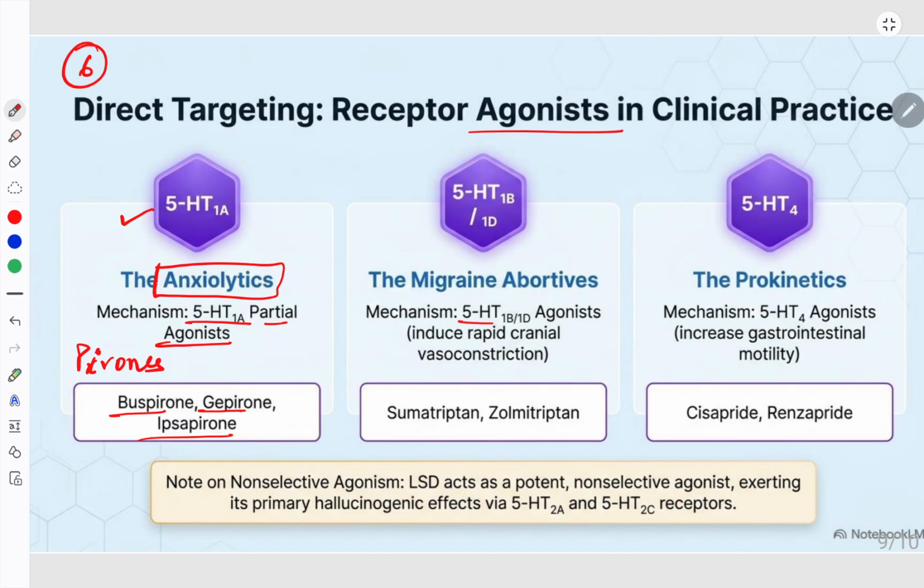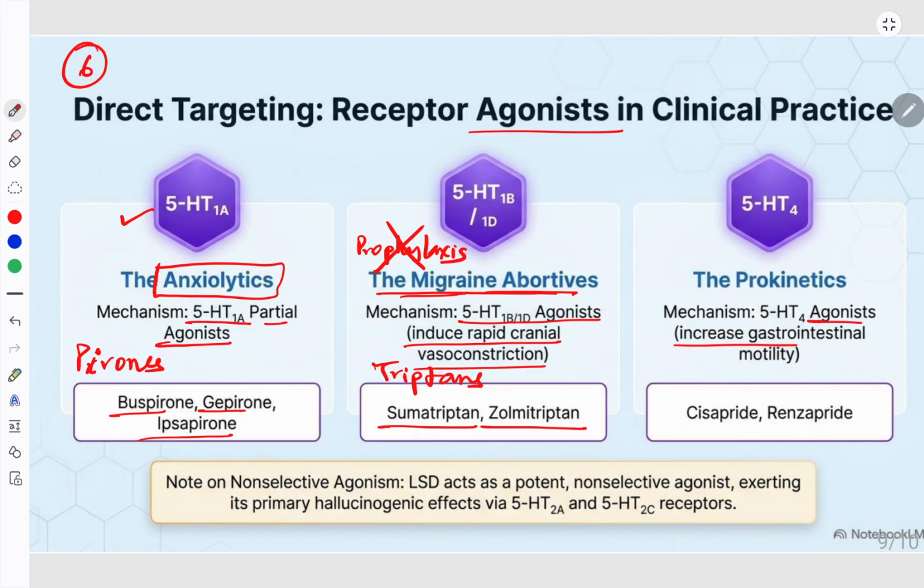5-HT1B/1D agonists can induce rapid cranial vasoconstriction and thereby can be used in the treatment of migraine. They are not used in prophylaxis, rather for the abortive strategy for migraines, and they include drugs like sumatriptan, zolmitriptan, or all types of triptans. 5-HT4 agonists tend to increase gastrointestinal motility and they are used as prokinetic agents. They include drugs like cisapride and renzapride. You can study more about prokinetic agents in the gastrointestinal drugs category of drugs.